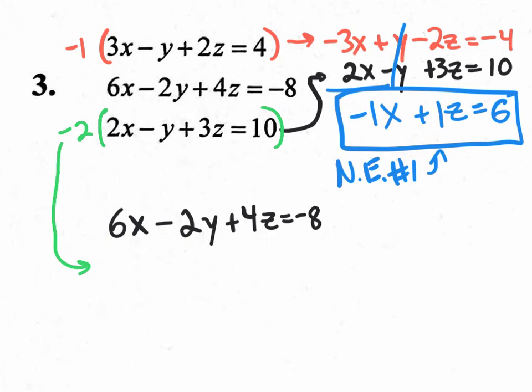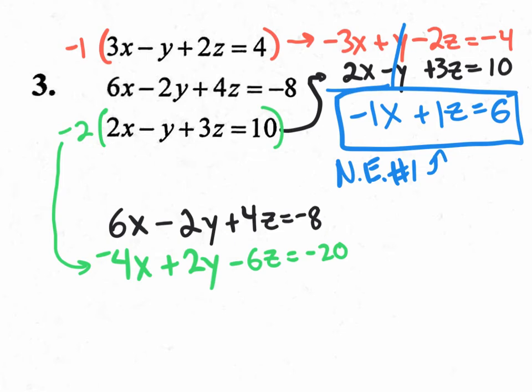So when I multiply it by -2, I want to draw an arrow and actually write it right here. -2 times 2, that's -4x. And then -2 times -y, that's positive 2y. And then -2 times positive 3 is -6 with a z. And then equals -2 times 10 is -20. Everybody with me?